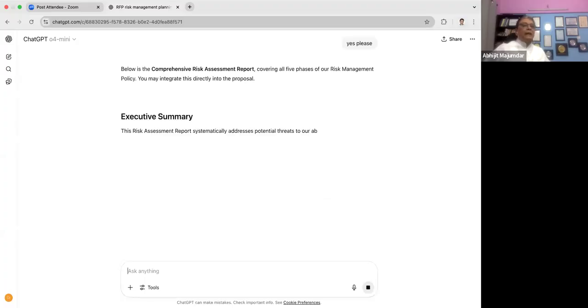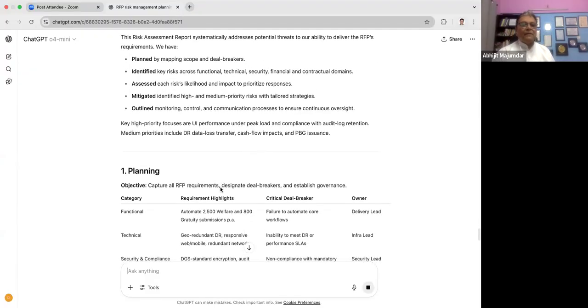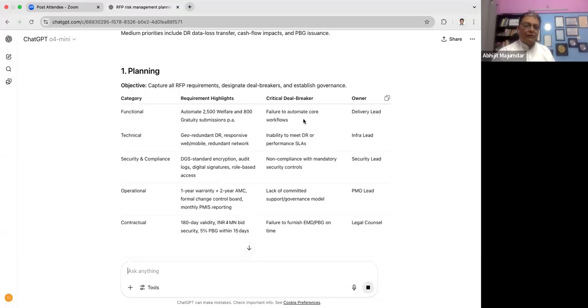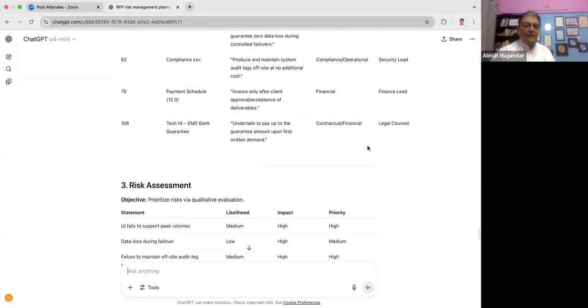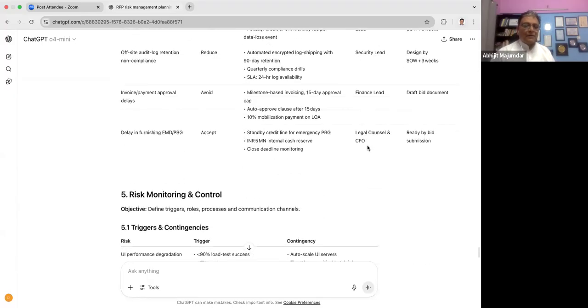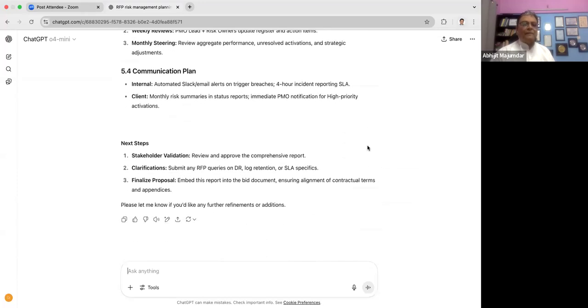So now it is going to compile everything it has done in one single report. So you now see the executive summary. This is the planning it has done, and you can also take each of them as unique, because these are done in the previous steps. Okay, risk identification, risk assessment, risk mitigation, risk monitoring and control. Okay, roles and responsibility, monitoring next. Okay, you can review and get a stakeholder validation also. You can submit any queries. So it is suggesting all the other things you can do with this.